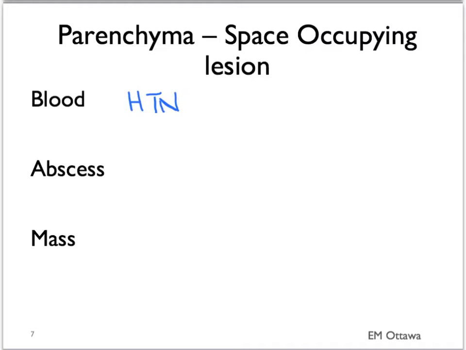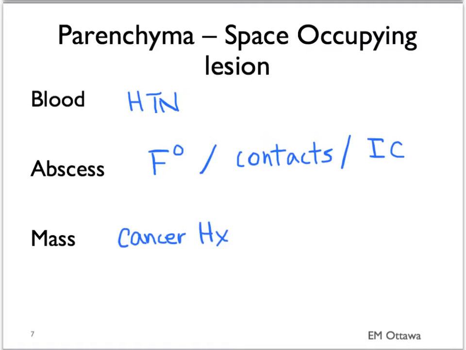parenchymal intracranial bleed. For abscess, we need to know about constitutional symptoms including fever, sick contacts and travel history, and risk factors and other chronic illness that leads to immunocompromise. For mass, we need to know about the history of cancer, headaches that are worse in the morning, and personality change.